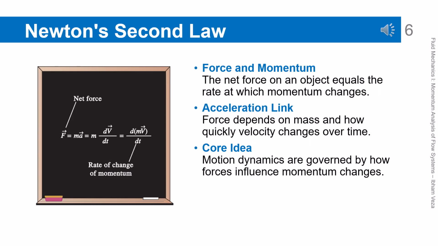Newton's second law. Newton's second law states that the net force equals the rate of change of momentum with respect to time. If the mass is constant, this reduces to F equals ma. In fluid flow problems, the form used is F equals d(mv)/dt. This equation becomes the bridge between particle mechanics and control volume analysis. With this approach, forces in flow systems can be computed systematically.